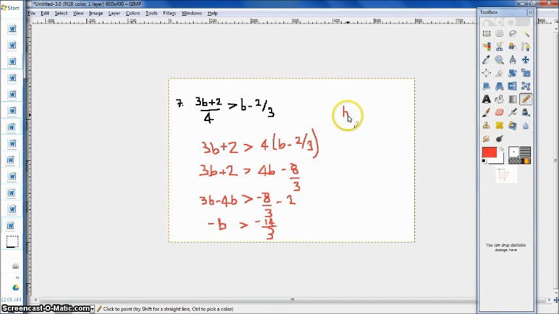So negative b, or b, since this is a negative sign, I divide both sides by negative 1, so my sign is going to reverse. So it's going to be b is less than 14 over 3. So I know that b is less than 4 and 2 over 3. And this is my final answer. So that's it for inequality.